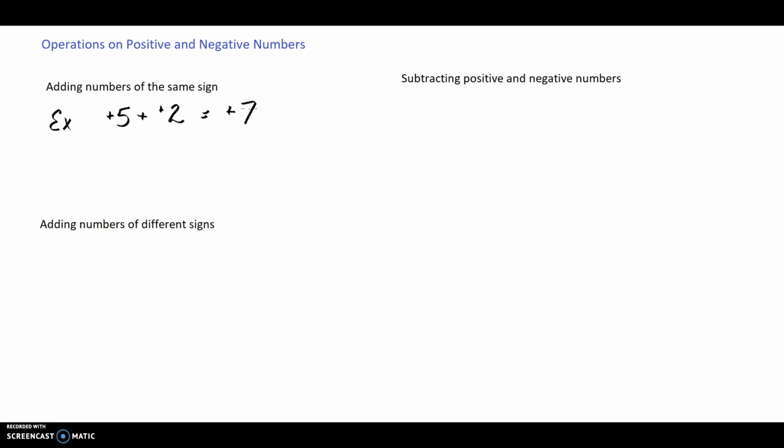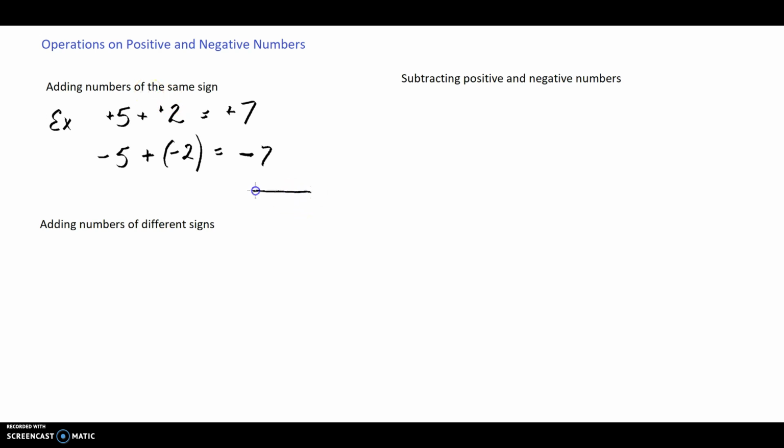Adding numbers of the same sign where they are both negative, maybe negative 5 plus negative 2. If they are being added and they are both the same sign, both negative, the result will be negative 7. Now, one way I like to look at this one, because you're probably a little less familiar with this one than the positive case you'd be much more used to.